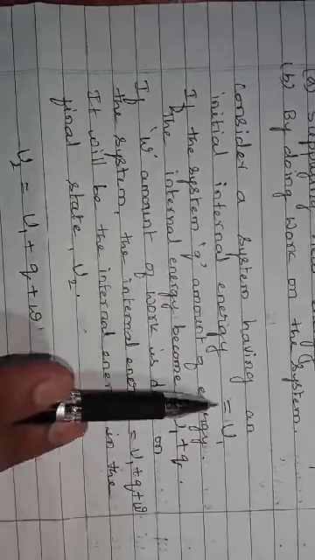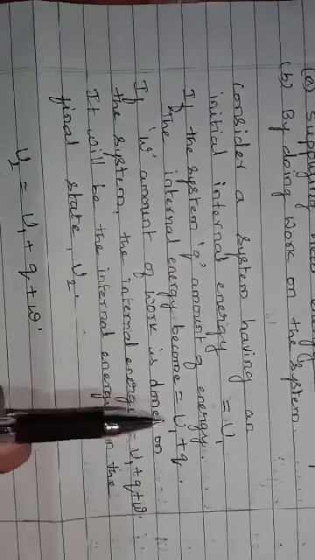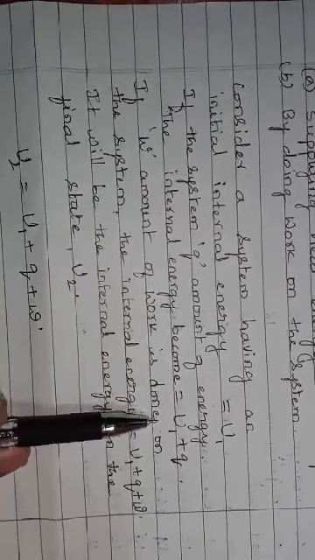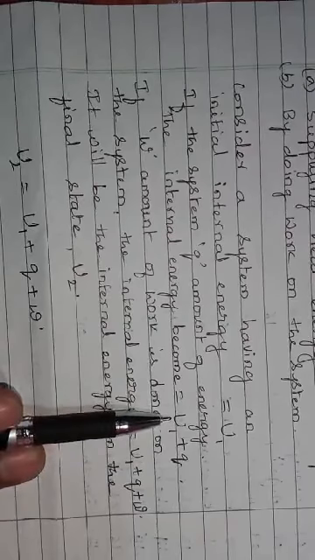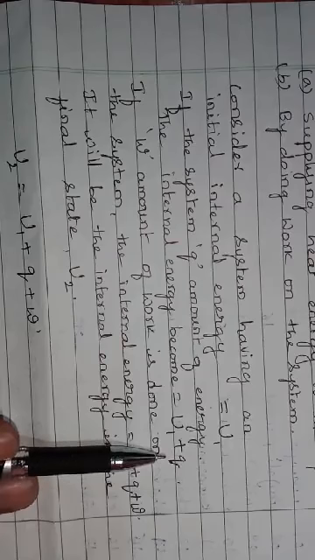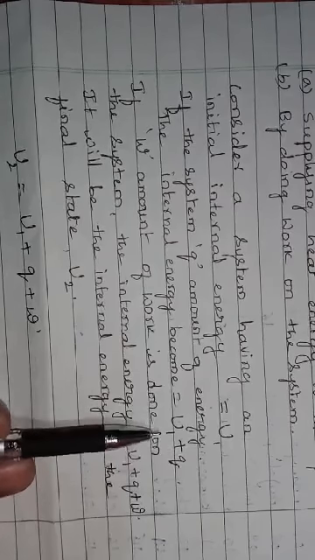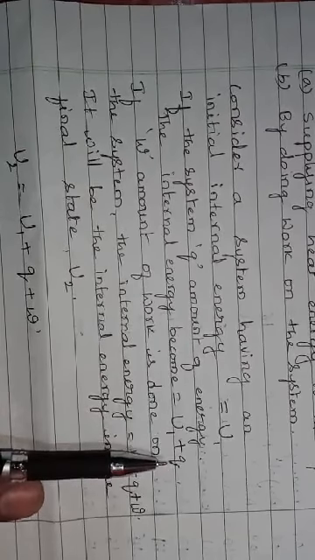To this system, if we supply Q amount of heat energy, because of that there is an increase in internal energy. So the increased internal energy can be given by U1 plus Q. U1 is the initial internal energy and Q amount of heat energy we have transferred. So U1 plus Q is the internal energy of the system.